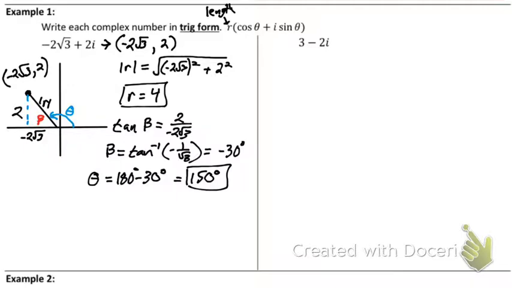All right, now we have to write it in complex trig form, where we have our r value and our theta value. So we're just going to rewrite this as our r value is 4 times the cosine of 150 degrees plus i times the sine of 150 degrees.